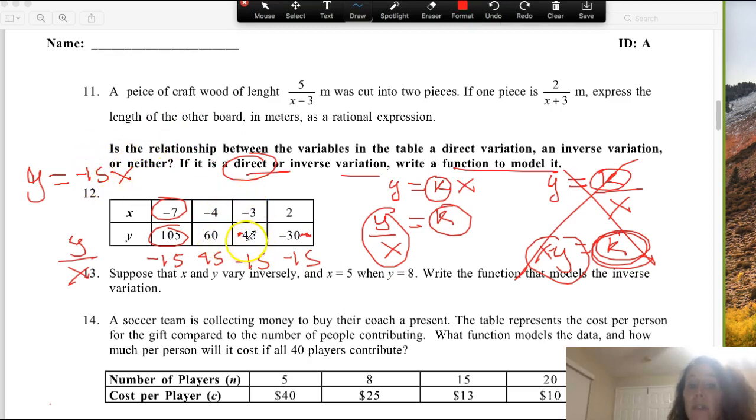-3 times -15 is 45, and 2 times -15 is -30. There's my equation, and it is direct. So check your constants. Y over x, that constant would give you a direct. And x times y, that constant would give you an inverse.